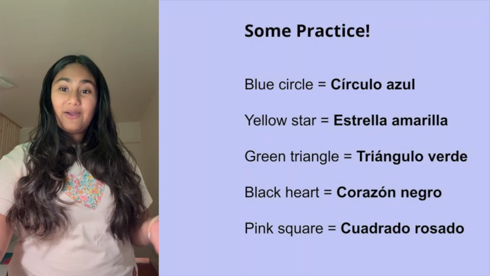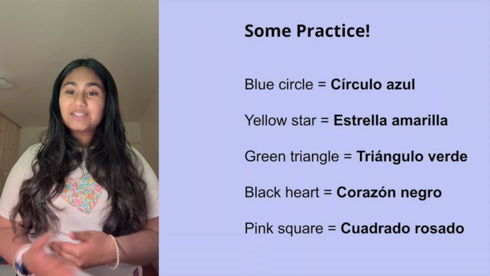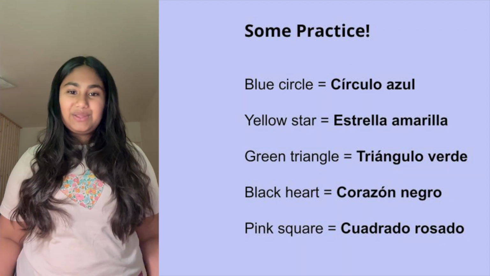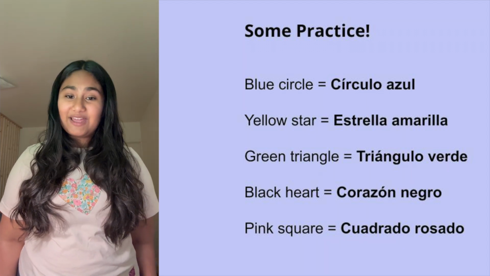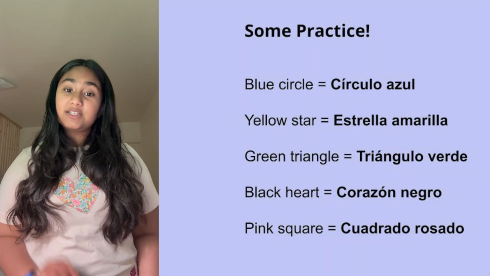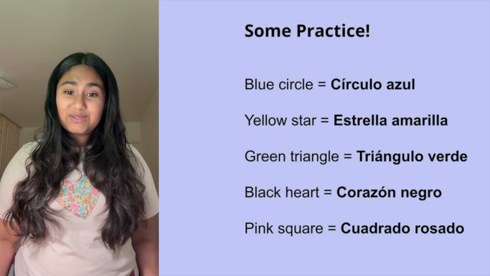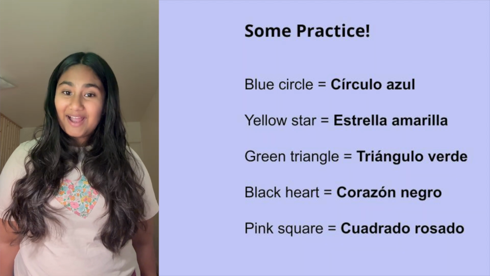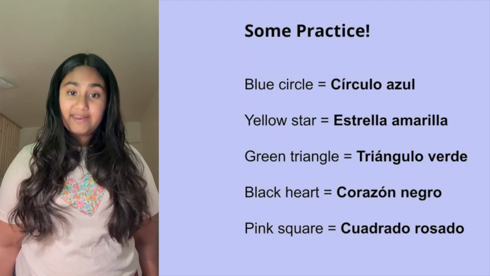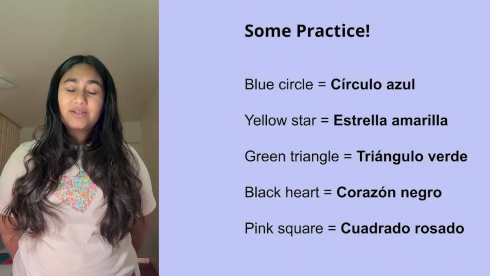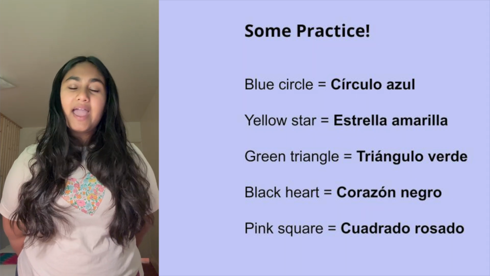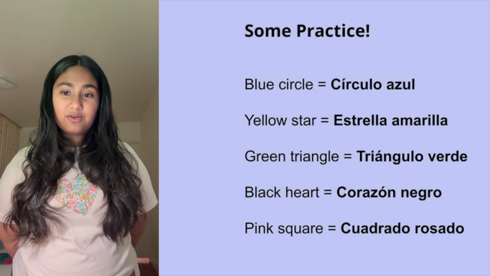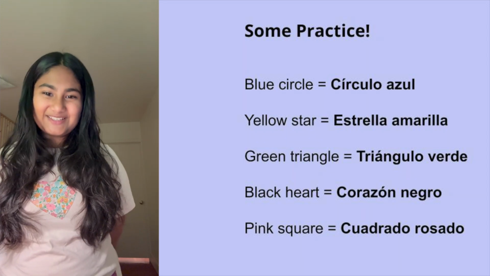Okay, perfect. So now I think we're ready to move on to the answers. Here are the answers to the practice problems. In Spanish, blue circle is going to be círculo azul. Yellow star is going to be estrella amarilla. Green triangle is going to be triángulo verde. Black heart is going to be corazón negro. And pink square is going to be cuadrado rosado. Kind of a tongue twister.